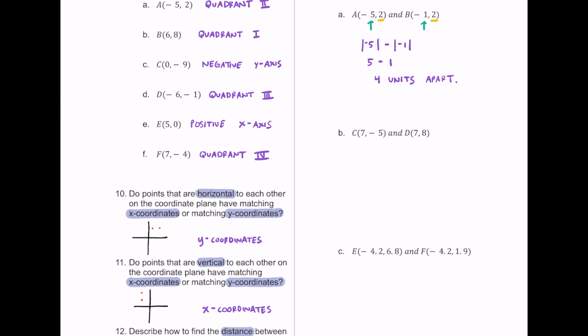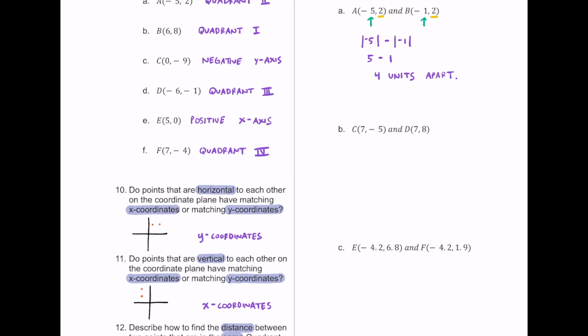For 14B, we have point C at (7, -5) and point D at (7, 8). You can notice they have matching x coordinates this time. If we want to find out how far apart these 2 points are, let's look at their non-matching coordinates. We have -5 and +8, which means they are in different quadrants. If they're in different quadrants, let's add their absolute values.